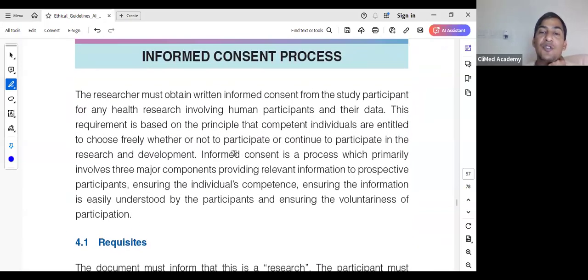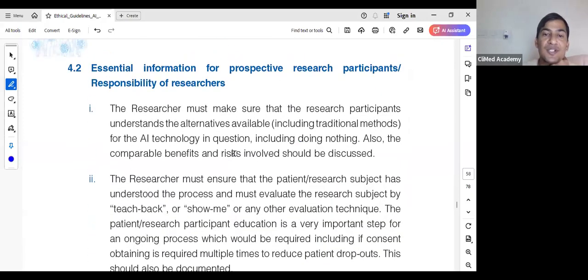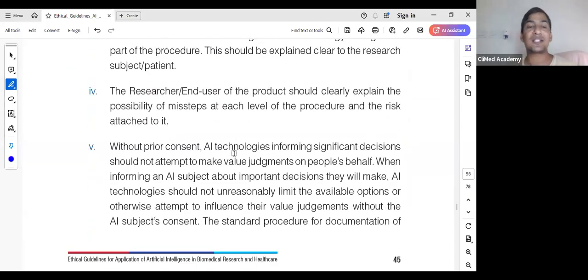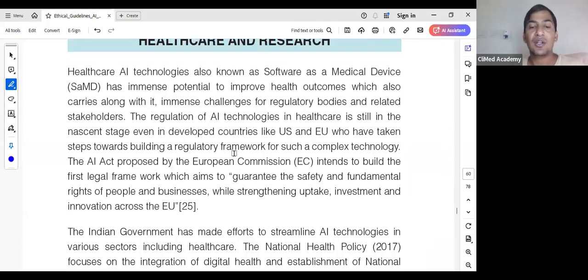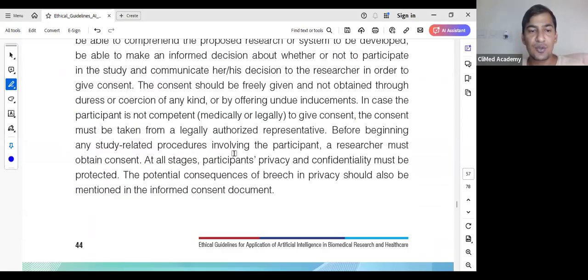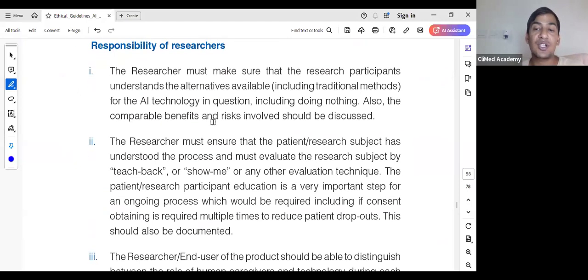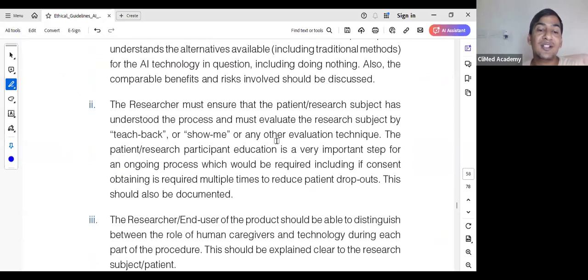Then what kind of informed consent process must be taken? The informed consent process is not very different, but there are certain things which must be taken care of for AI studies. I think you missed that. Okay, so here it is. The researchers must make sure the research participants understand the alternatives available, including the traditional methods for the AI technology in question, including doing nothing. Also, the comparable benefits and risks involved should be discussed.